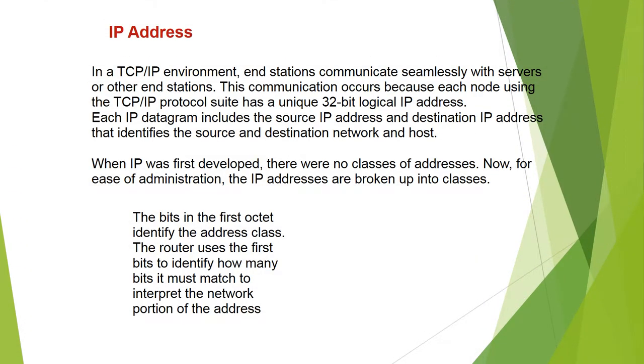IP addresses: in a TCP/IP environment, an end station communicates seamlessly with a server or other end station. This communication occurs because each node using the TCP/IP protocol suite has a unique 32-bit logical IP address. Each IP datagram includes the source IP address and destination IP address that identify the source and destination network and host. When IP was first developed, there were no classes of addresses.